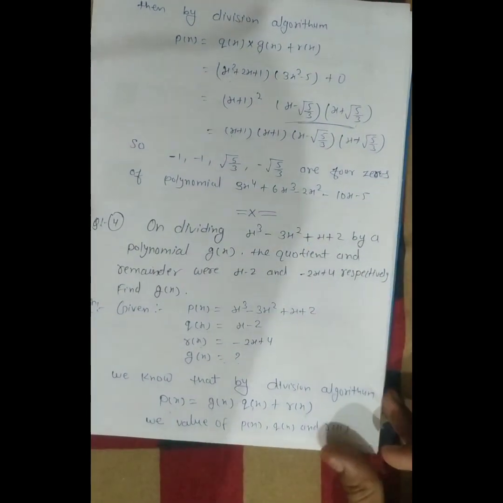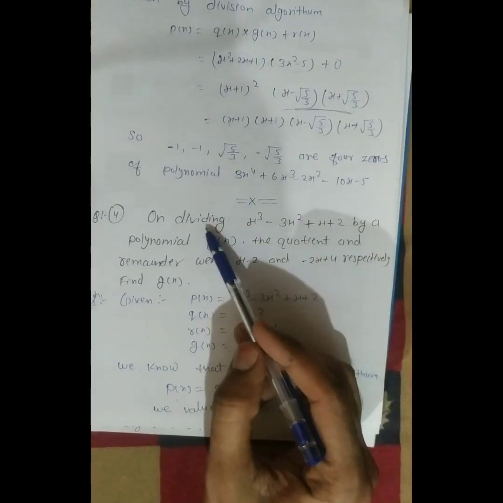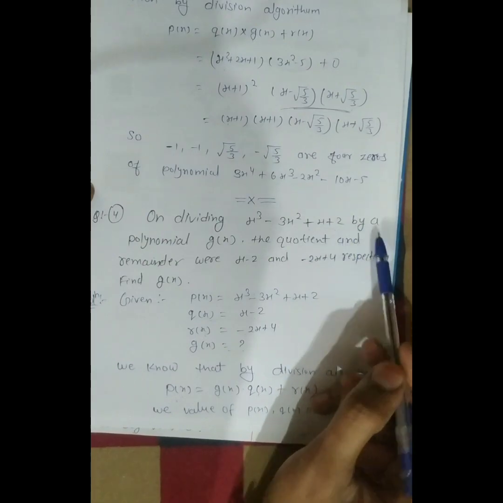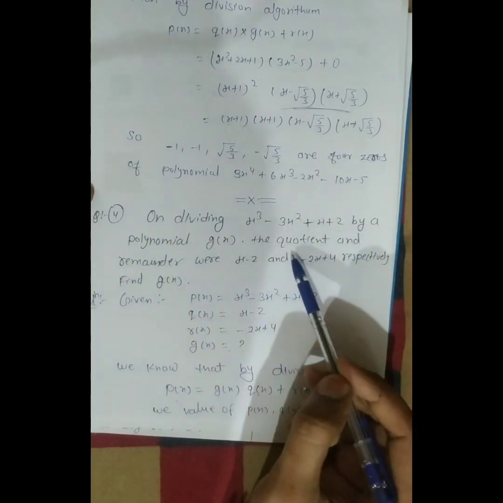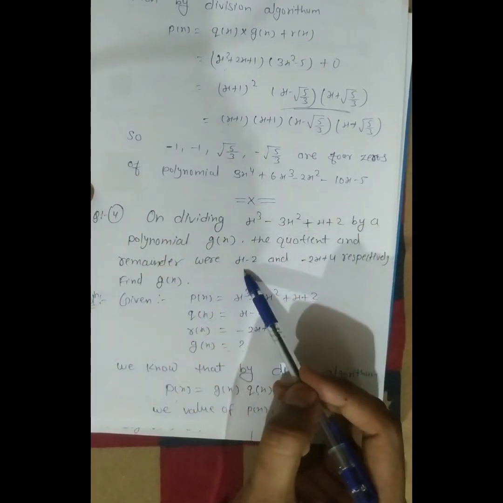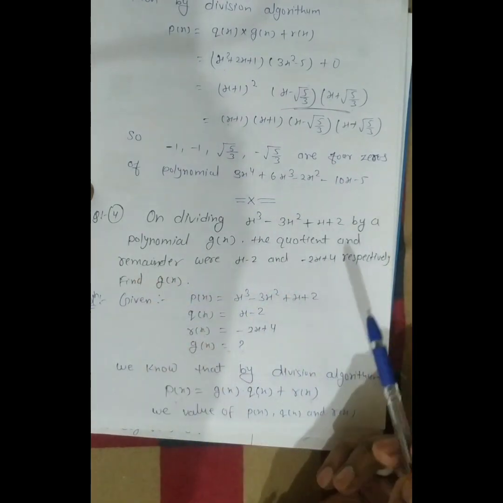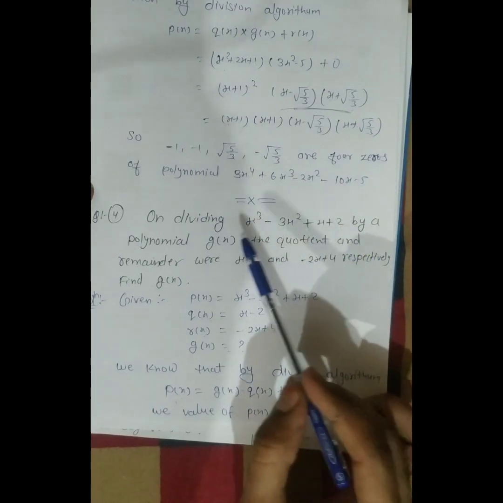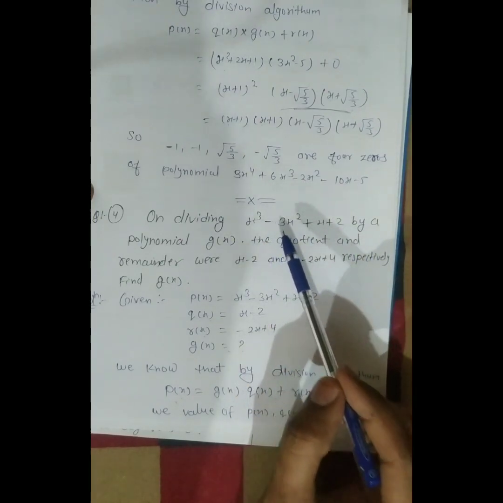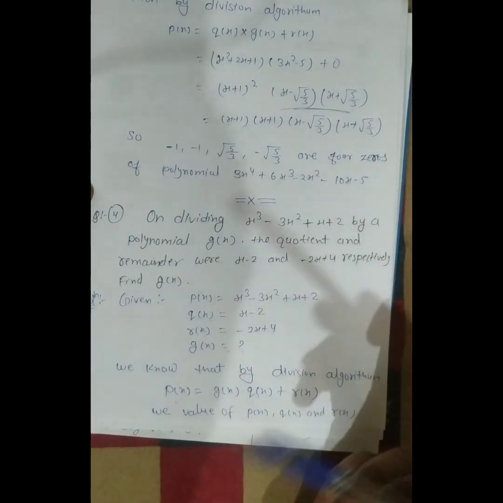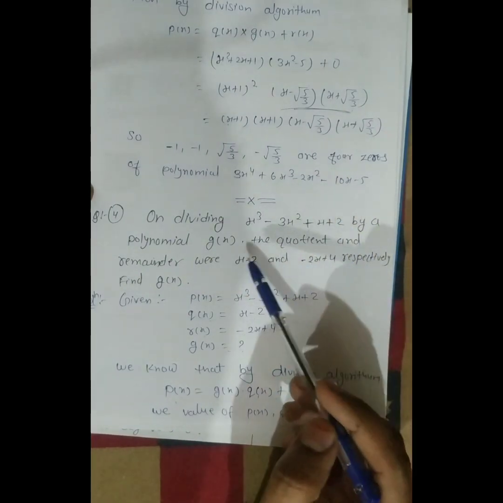Your question number 4 is: on dividing x^3 - 3x^2 + x + 2 by a polynomial g(x), the quotient and remainder were x - 2 and -2x + 4 respectively. Find g(x). In the previous questions, g(x) and p(x) were given, then we found the remainder and quotient. But here p(x), remainder and quotient are given, so we find g(x).